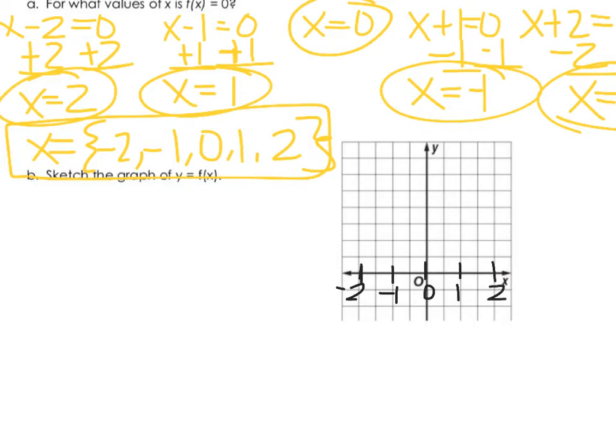And we know that each point is going to cross the x-axis. Sorry, I had to pause for the bell.